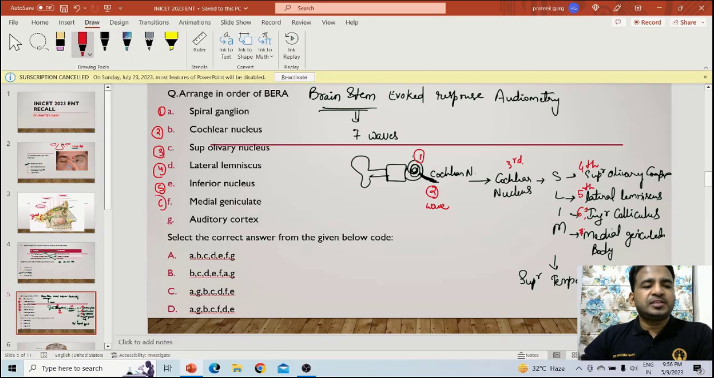After that, there is the medial geniculate body. And after that there is the auditory cortex. So I hope A, B, C, D is already given in the correct sequence.